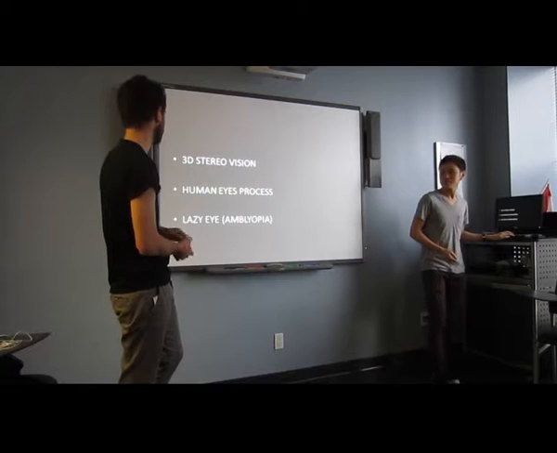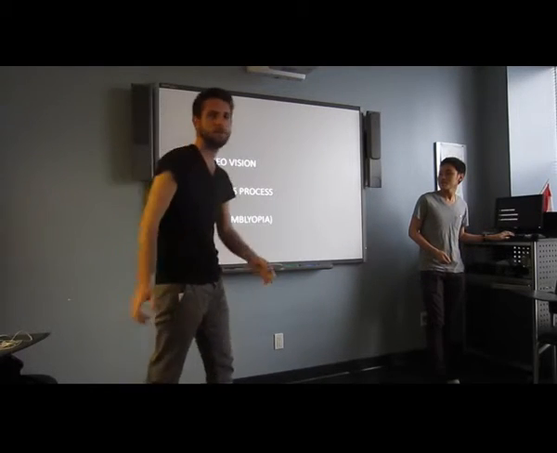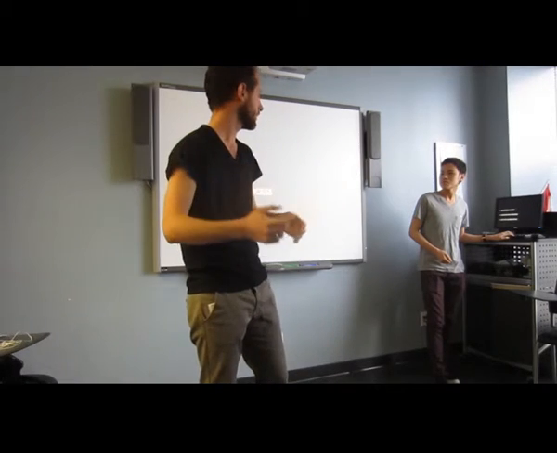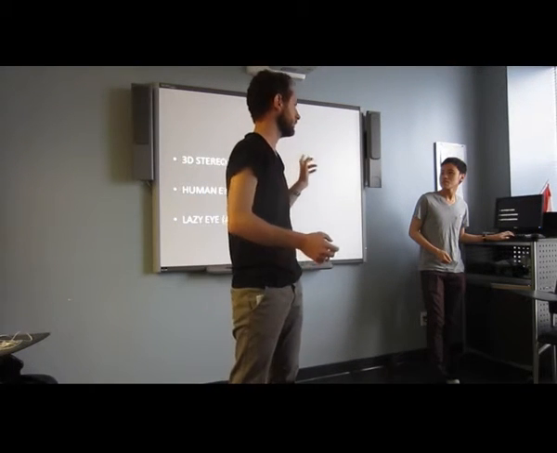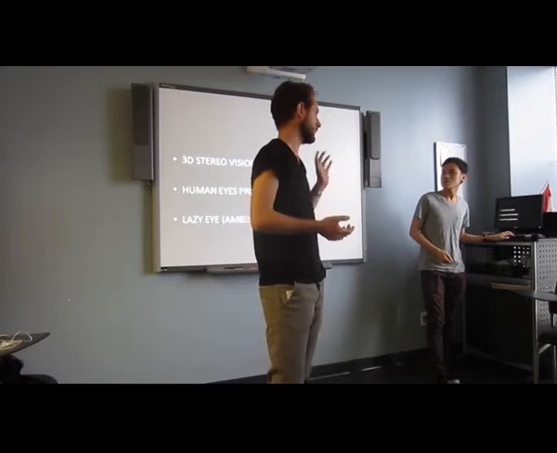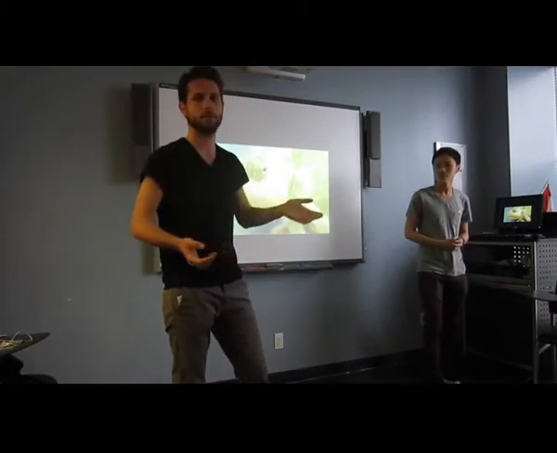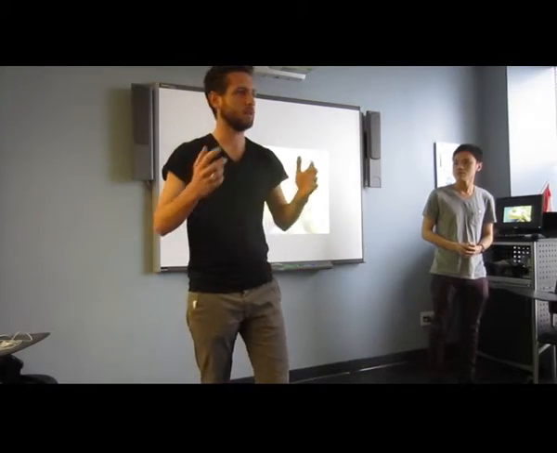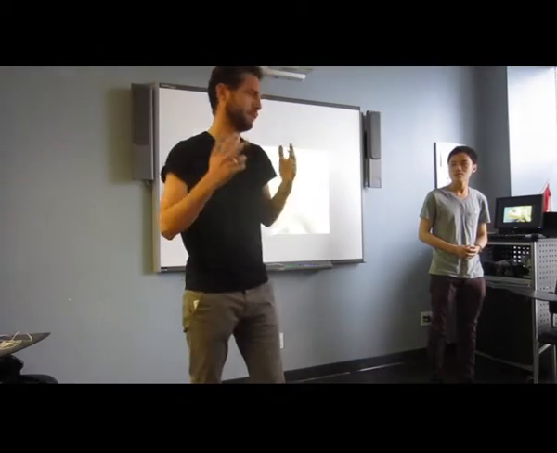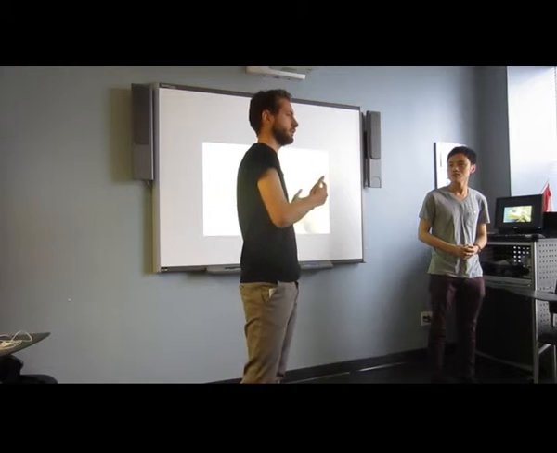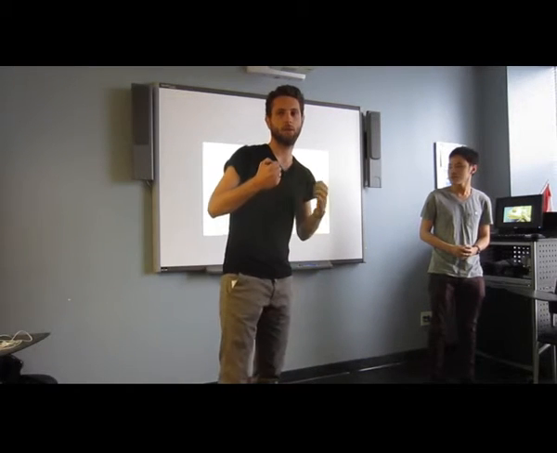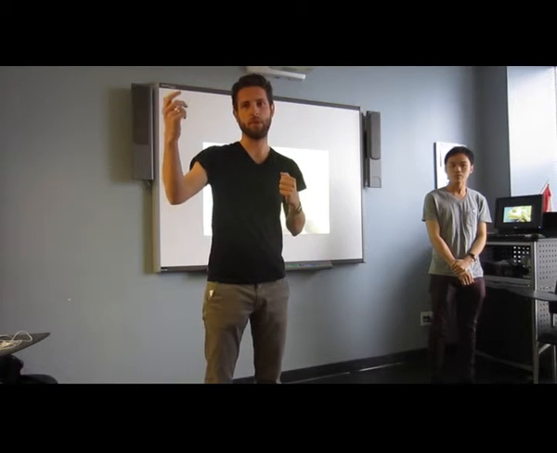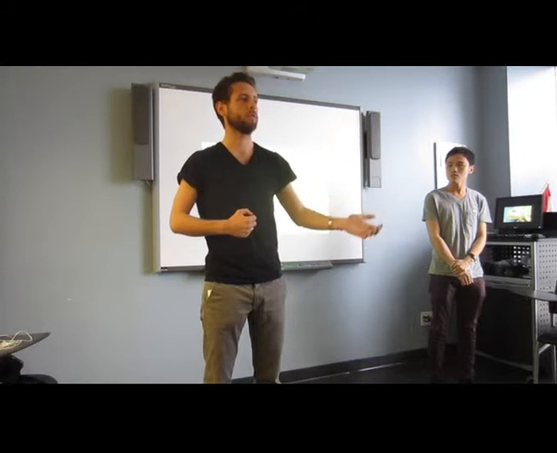Okay, let's start with 3D stereo vision. 3D stereo vision is the way that human eyes look at things. 3D stereo vision is for humans, but there are some animals, for example lizards or chickens, that have one eye on each side of their head. So they can control each eye like humans can control their hands. So I can move my right hand now, and after I can move my left hand.